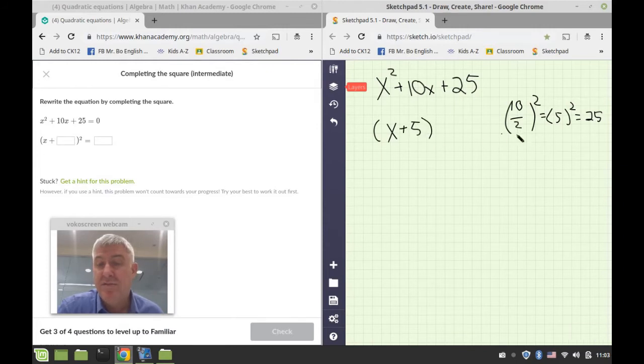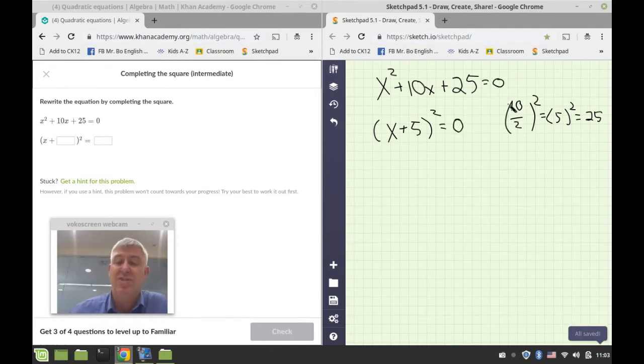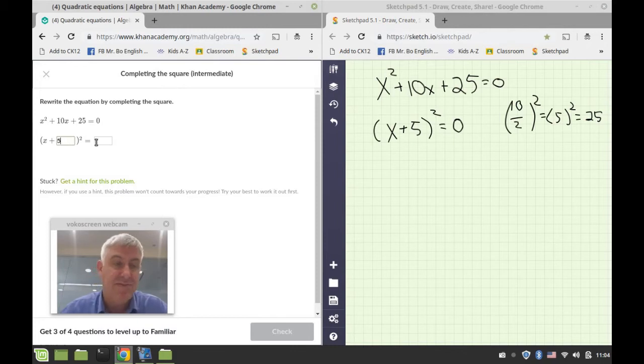I'm going to use that half over here, squared, equals, and we didn't change anything here, so it's still going to be 0. Okay, so we had the equation over here. We didn't change anything. We didn't add anything. We don't need to modify anything. So 5 goes in the middle and 0 goes over here.